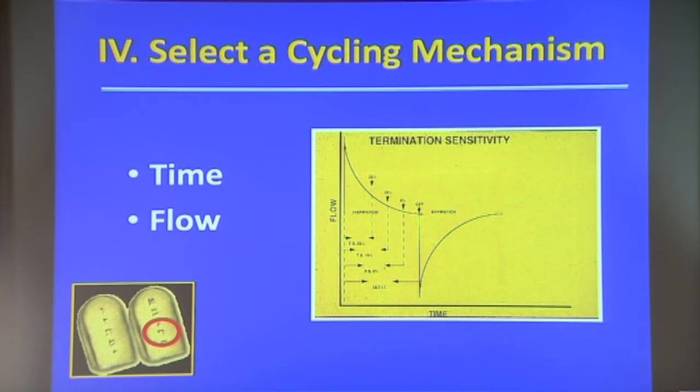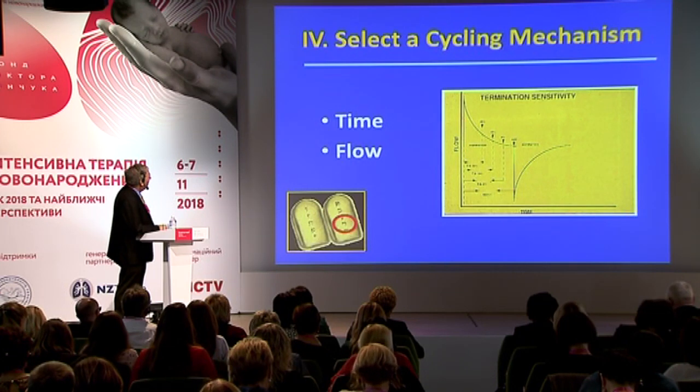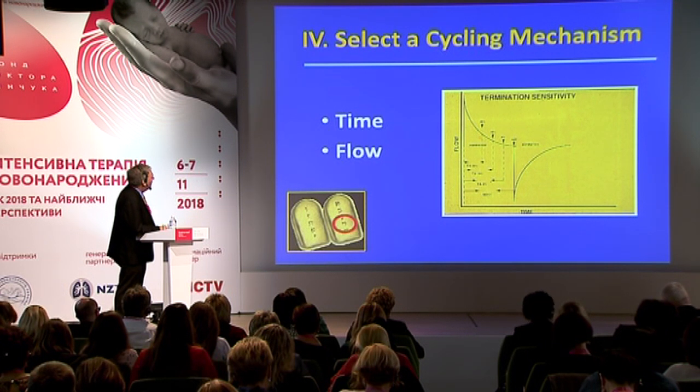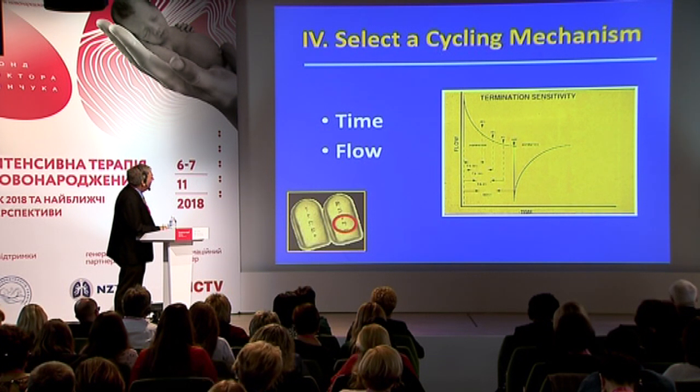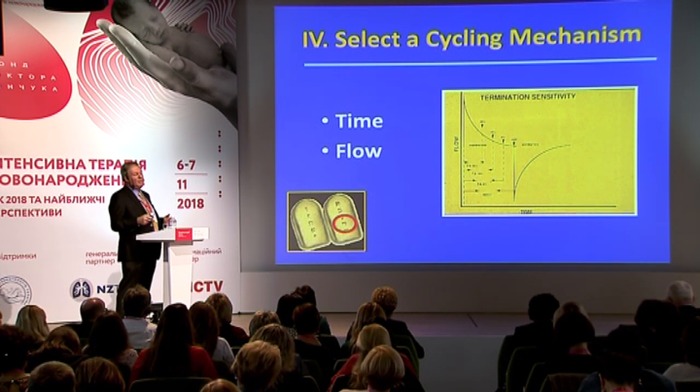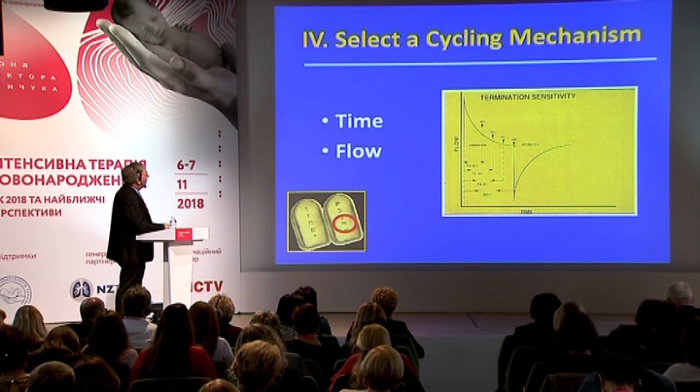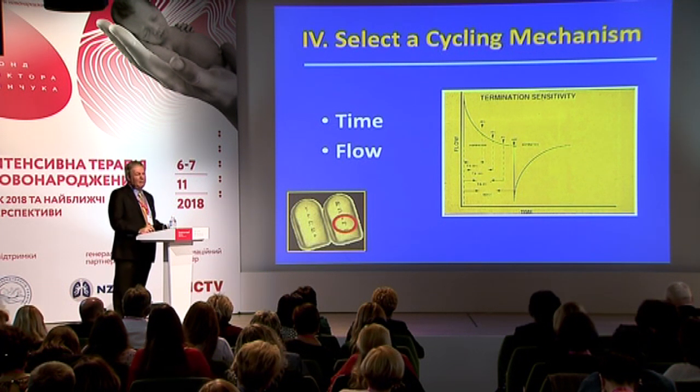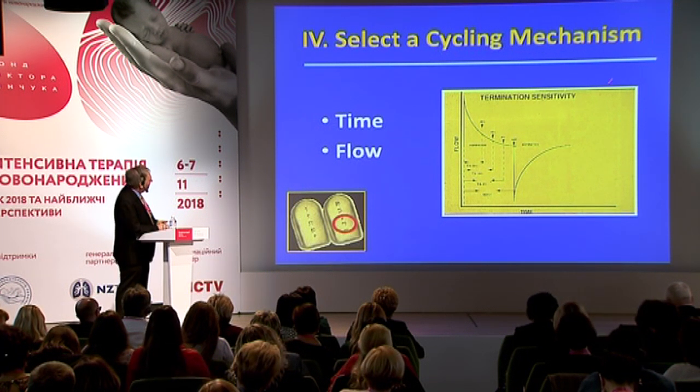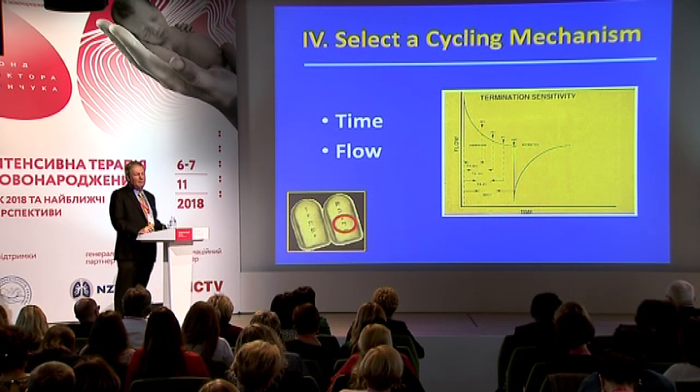But what happens with flow cycling, again, is the baby begins the breath. There's rapid acceleration of inspiratory flow, which peaks at 100%. It then begins to decelerate. But rather than coming all the way down to 0, that breath will end at a termination point chosen either by the clinician or the ventilator and cycle into expiration directly. So the baby doesn't get the last 5 or 10% of inspiratory flow.